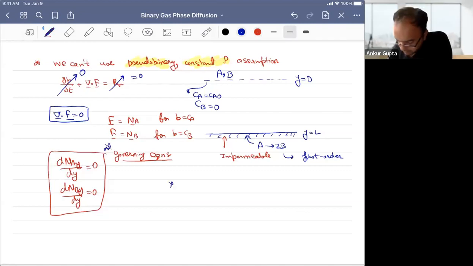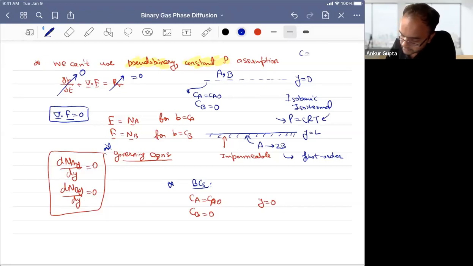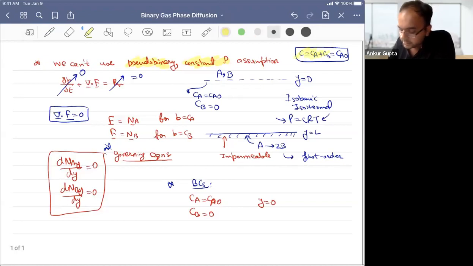Now step number 2 is boundary conditions. The boundary conditions at y equal to 0 are simple: C_A is equal to C_A naught and C_B is equal to 0 at y equal to 0. Before I forget, I mentioned these are isobaric and isothermal conditions. Because of that, P is equal to cRT. If T is constant, P is constant, so c equal to C_A plus C_B is constant, and that is equal to C_A naught because we know the value at y equal to 0. We did discuss in class that small c, the total concentration, is constant.